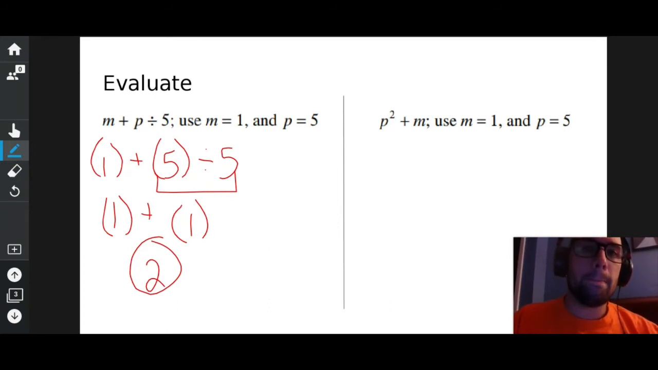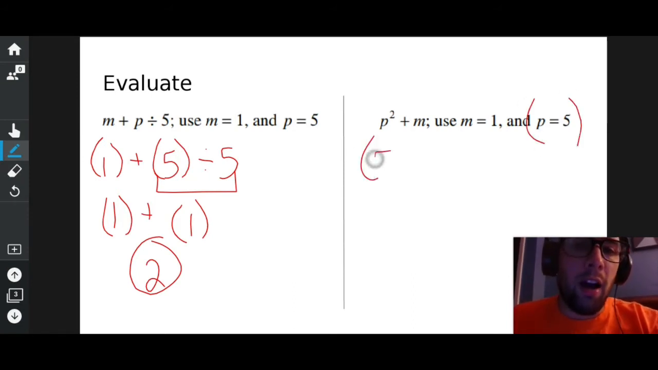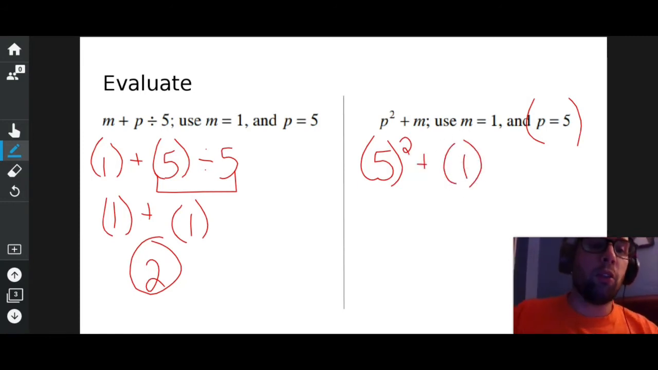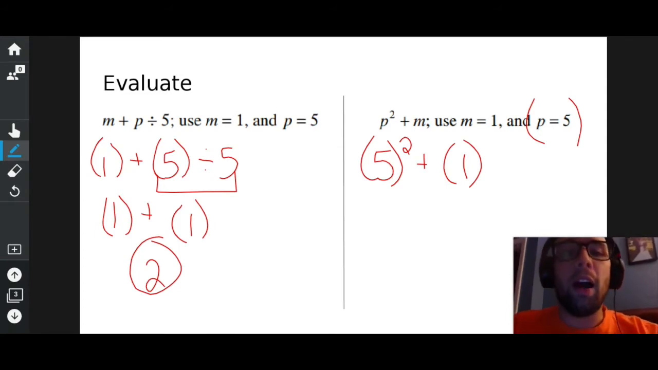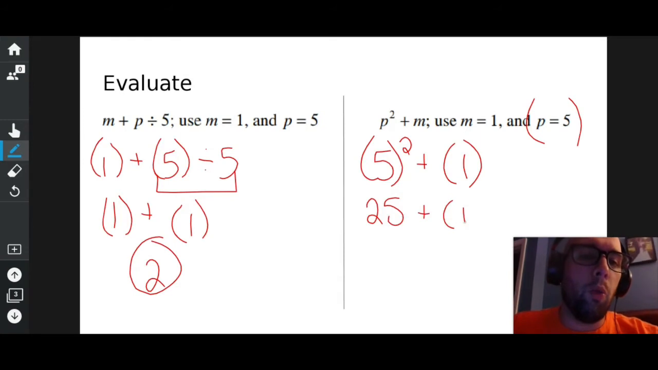Okay. Questions? P squared. It's going to be 5 squared. So 5 squared plus M means plus 1. According to PEMDAS, you do the exponent first. So 5 squared is 25. 25 plus 1 is 26.